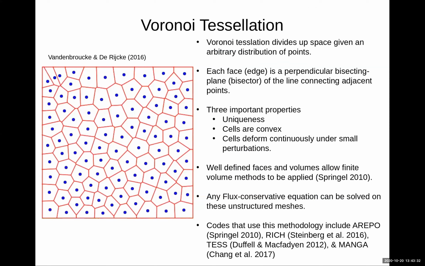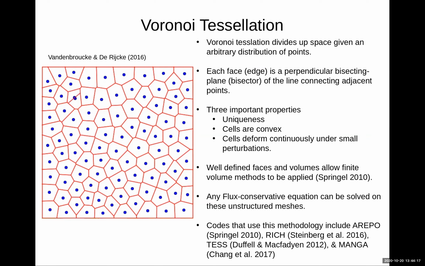Let me talk about Voronoi tessellation. Suppose you have an arbitrary distribution of points in space, and you want to divide up space using these points. How would you do that? It turns out there is a tessellation known as the Voronoi tessellation. What you do is pick any two neighboring points and draw a perpendicular bisector between them. In 3D, it will be a plane. Then you continue this operation: pick the next two points, draw a perpendicular bisector between them, and so on.